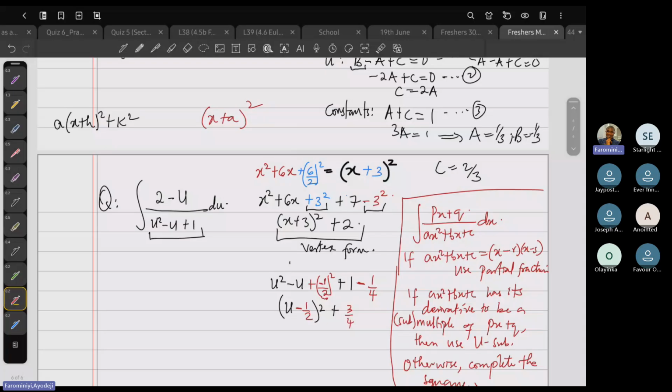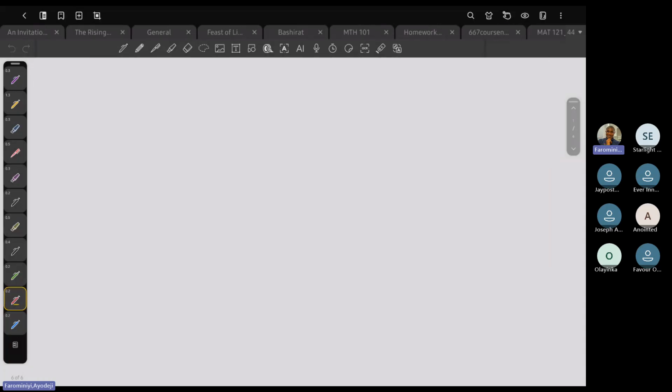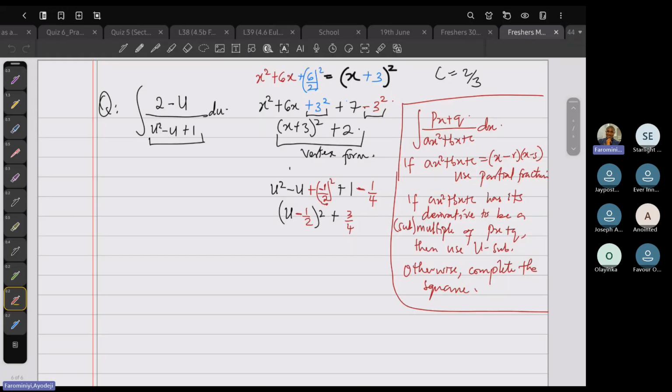Any quadratic expression can be written in the vertex form. So for instance, let me give you a simple one: x squared plus 10x minus 7. Why do I keep 7? Well, because 7 is a perfect number. Minus, let's say, minus 2.